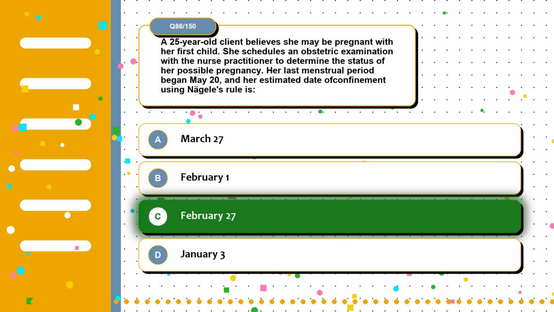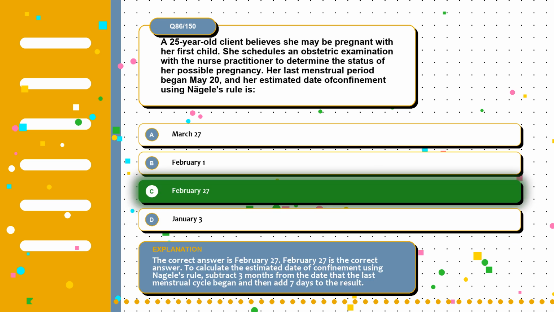The correct answer is option C, February 27. To calculate the estimated date of confinement using Naegele's rule, subtract 3 months from the date that the last menstrual cycle began and then add 7 days to the result.